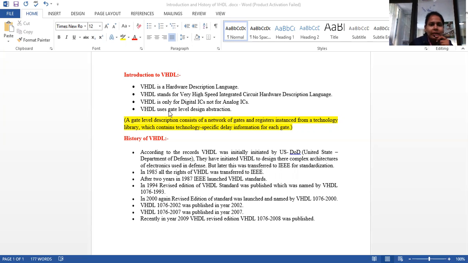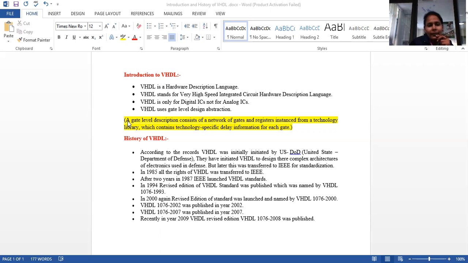VHDL uses gate level design abstraction. Gate level design abstraction means in VHDL the minimum level of abstraction will be gate level.